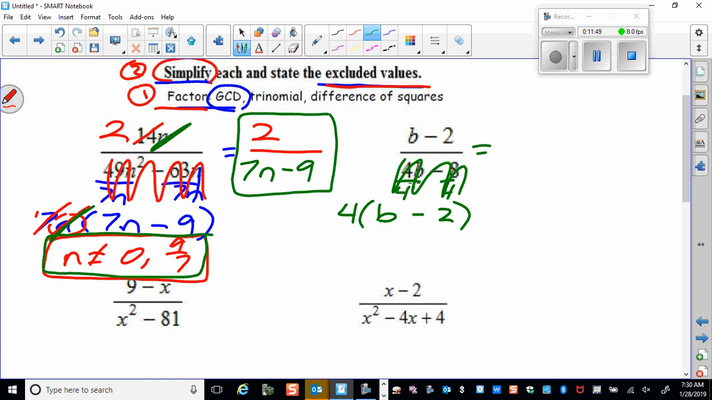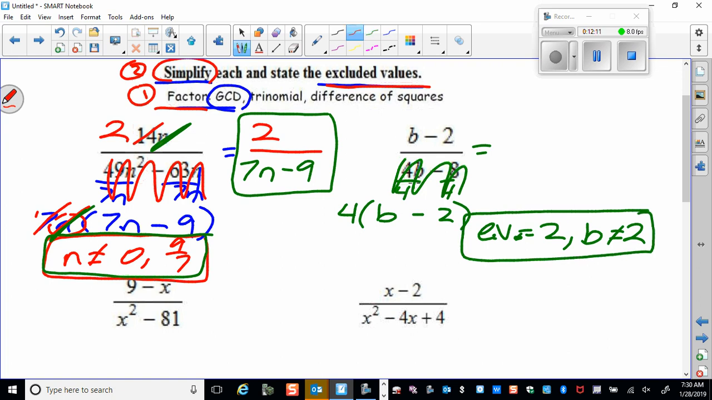So excluded value-wise, I only have one. My excluded value is 2, right? Because if it's positive 2, that would be 0. So what that also means is b cannot equal 2.